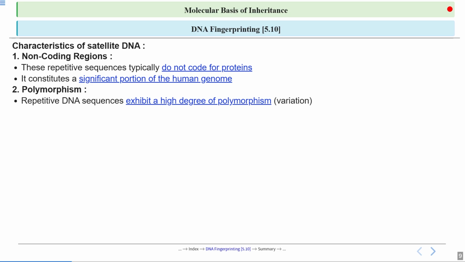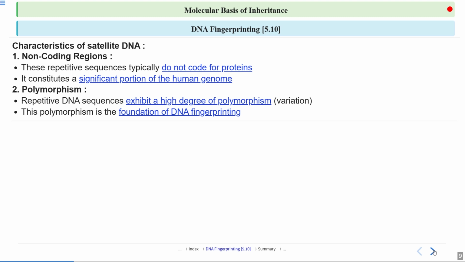It means it is showing a high degree of variation among individuals in the population. Now, this polymorphism is the foundation of DNA fingerprinting. This polymorphism became the building block, the foundation of DNA fingerprinting.